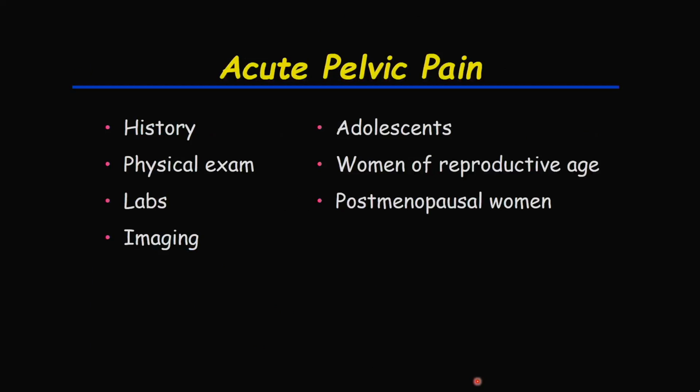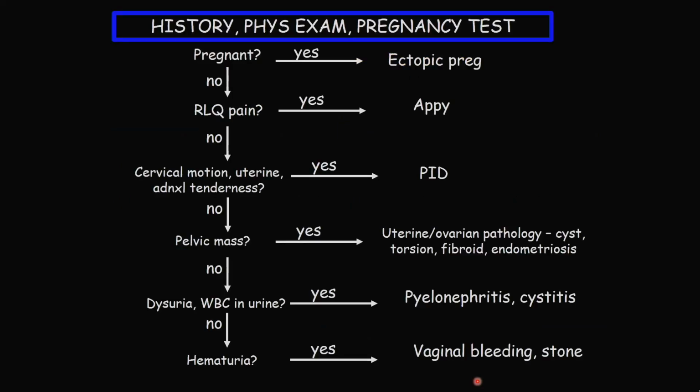When a patient presents with acute pelvic pain, we need to take a history, a physical exam, we need to perform laboratory studies, we need to perform imaging, and then we need to know whether the patient is an adolescent, a woman of reproductive age, or postmenopausal. We have an algorithm that we use when a patient presents. We want to take a history, a physical exam, and a pregnancy test.